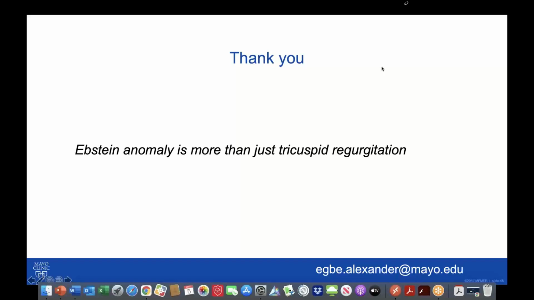So the data we presented are based on retrospective analysis. You didn't reanalyze the strain and the eccentricity index for the study? Sorry, you just took the measurements which were provided in the report? This was a retrospective study. No, so that's part of it.